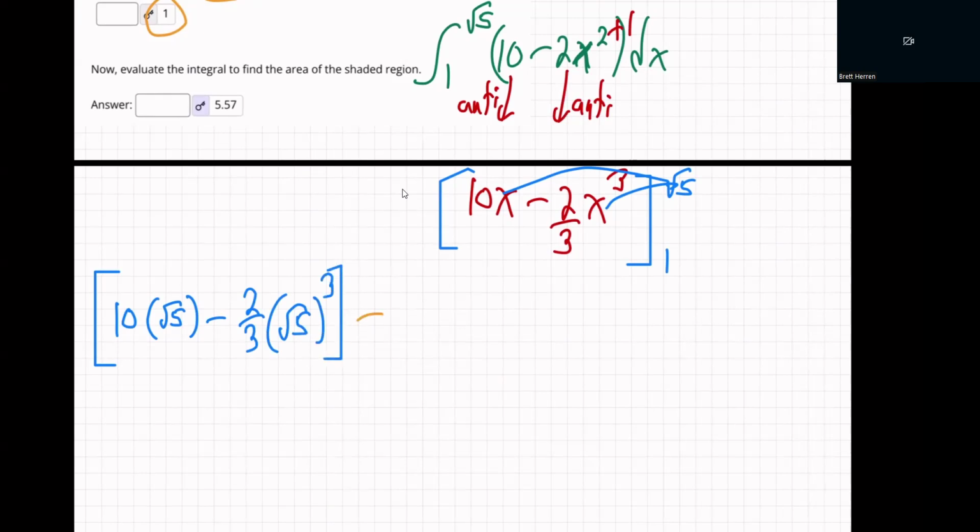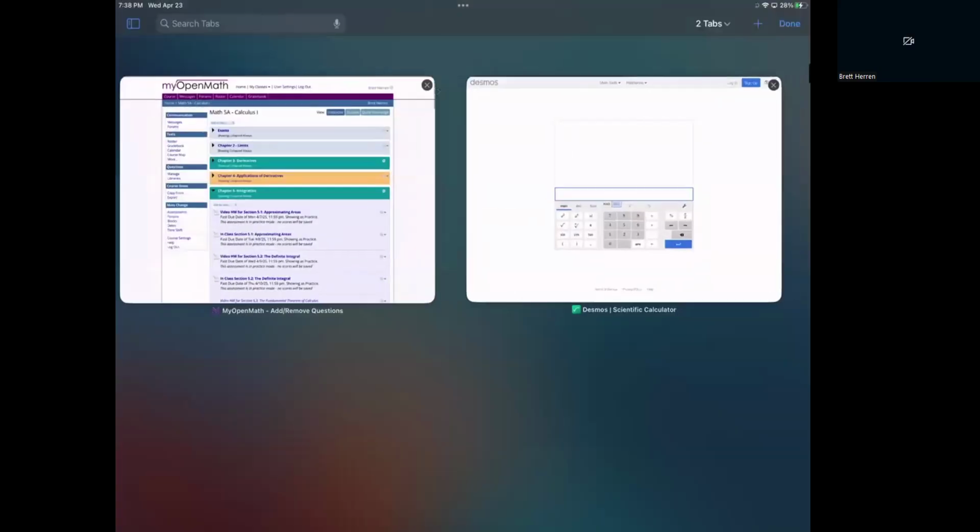And then minus. And now I'm going to plug in the 1. Boom, boom. 10 times 1 minus 2/3, 1 cubed. All right, time for Desmos. Let's go see it.